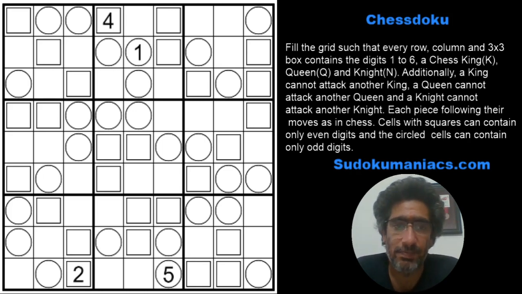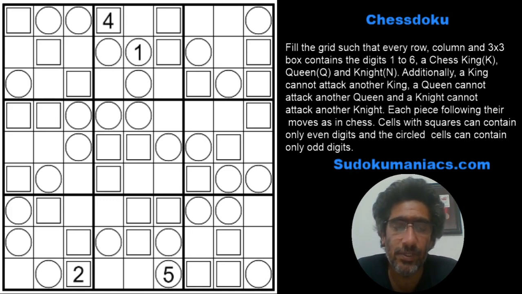So coming back to today's puzzle, I was just going through my archives and I came across this puzzle that I had created way back in 2013, and I had named it Chessdoku. At that time, I was dabbling around with how I could include chess inside a Sudoku. So I tweaked the basic rules. Instead of digits 1 to 9, we have the digits 1 to 6 in every row, column, and box, along with a chess king, queen, and a knight. So every row, column, or 3 by 3 box will have a chess king, queen, and knight.